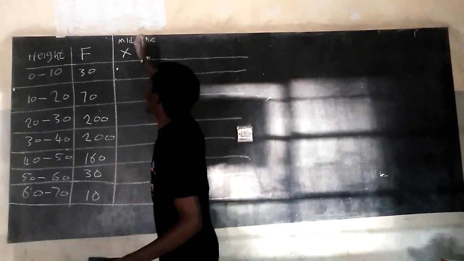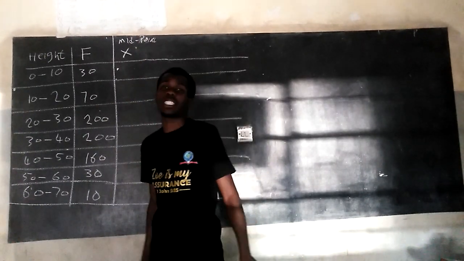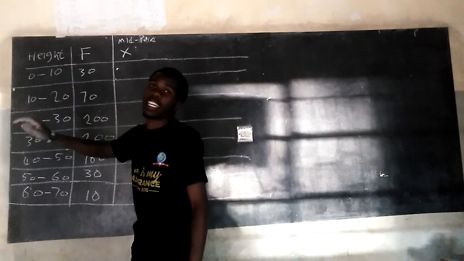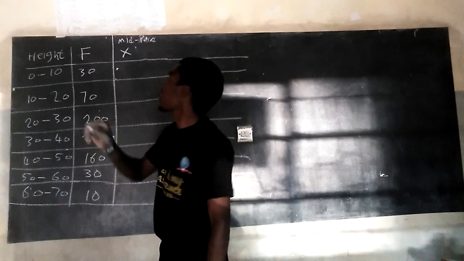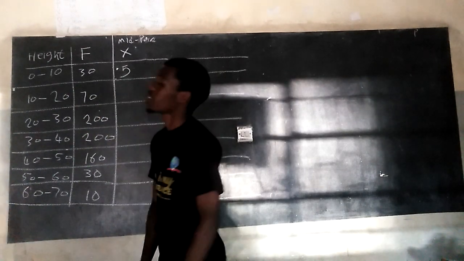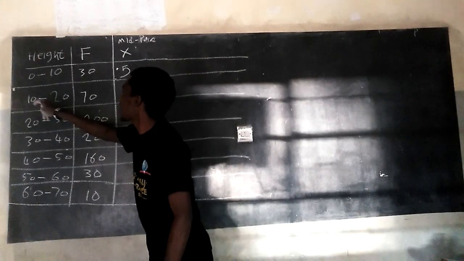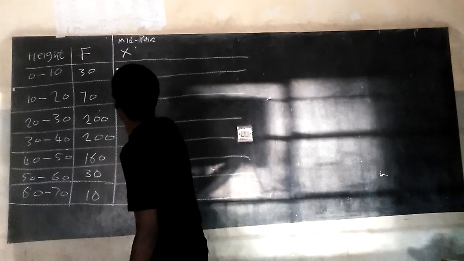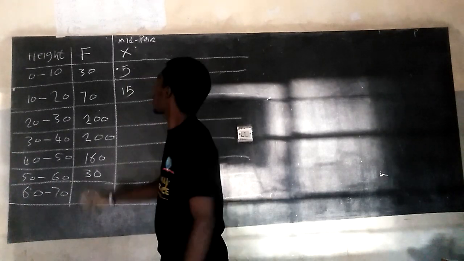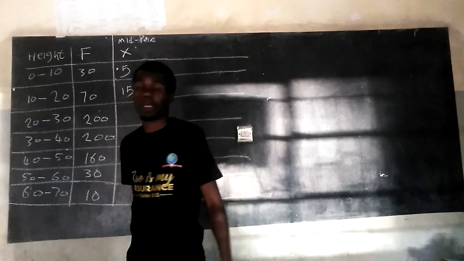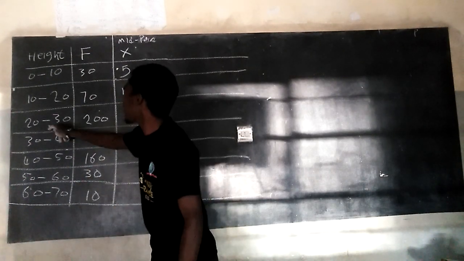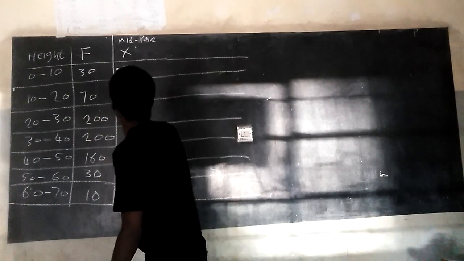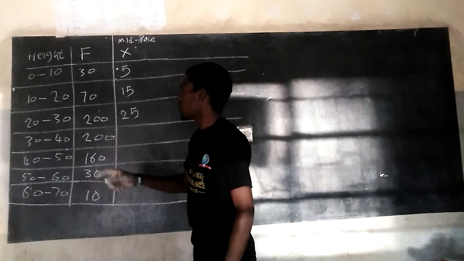So how do you come up with the midpoint? Add 0 plus 10. It's 10. 10 divided by 2 is 5. So you put your 5 in. Same applies here: 10 plus 20 is 30, and 30 divided by 2 is 15. So the midpoint simply means half. Same here: 20 plus 30 is 50, and 50 divided by 2 is 25.